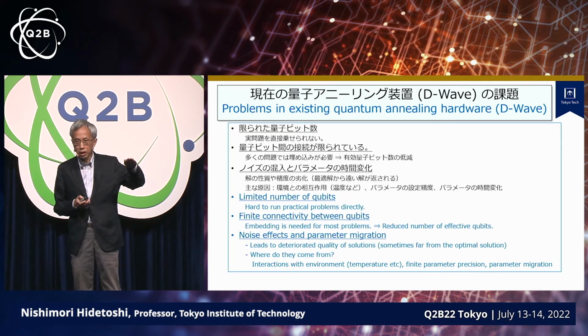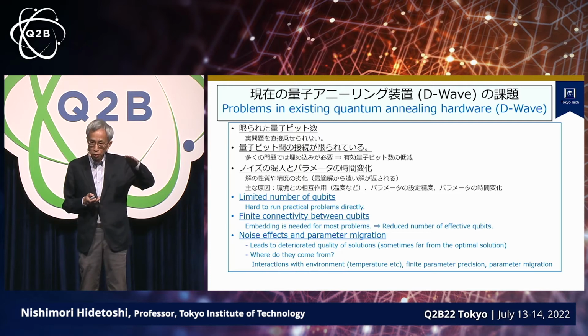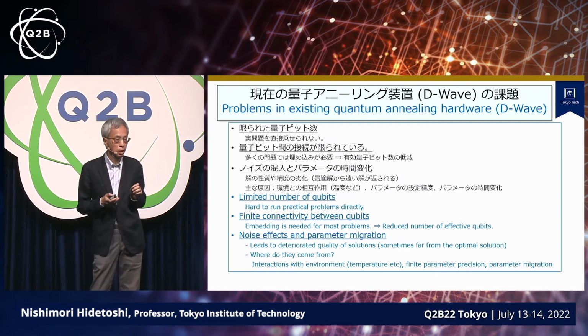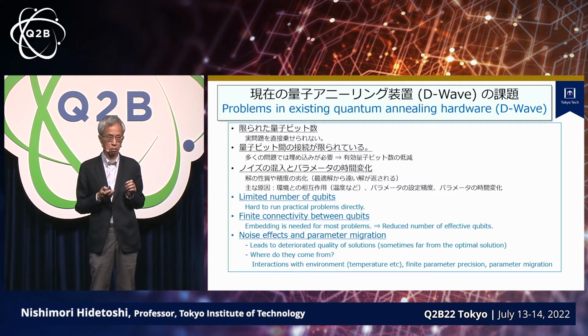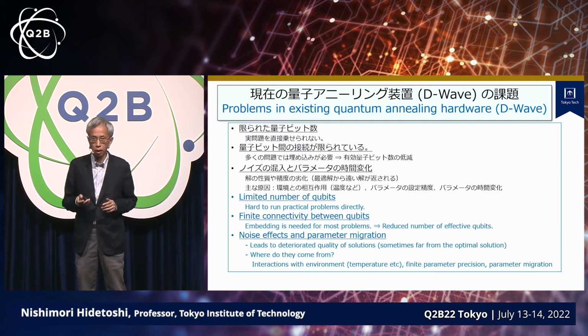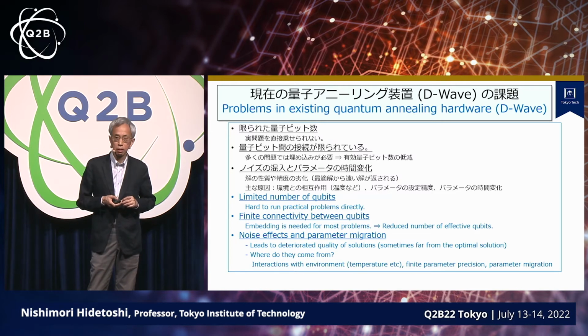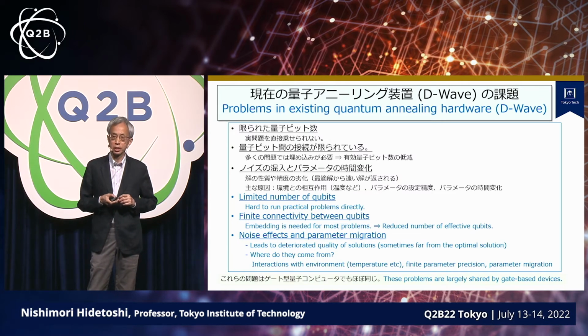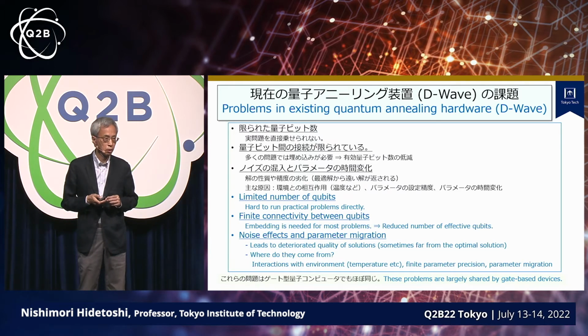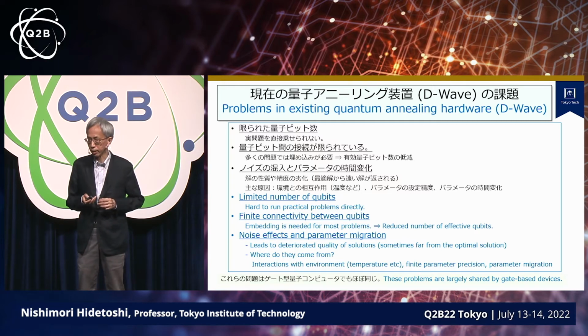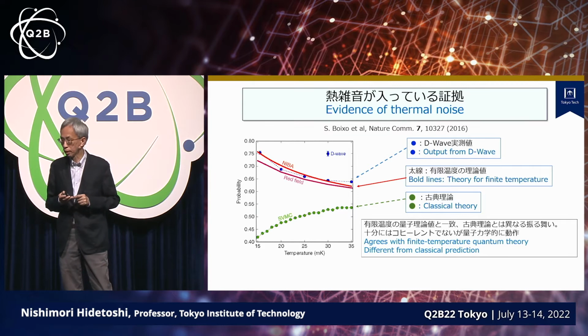If you set the parameter to certain values, because these are analog elements, they will fluctuate. Later on, I will show the data, and this impacts very severely in some cases. Those are the problems that we are facing. I have talked about three problems, and not just for quantum annealing machines, but for the gate type, because it's an analog device, these are problems they share as well. A lot of researchers are trying to come up with a solution for this. Those are the challenges.